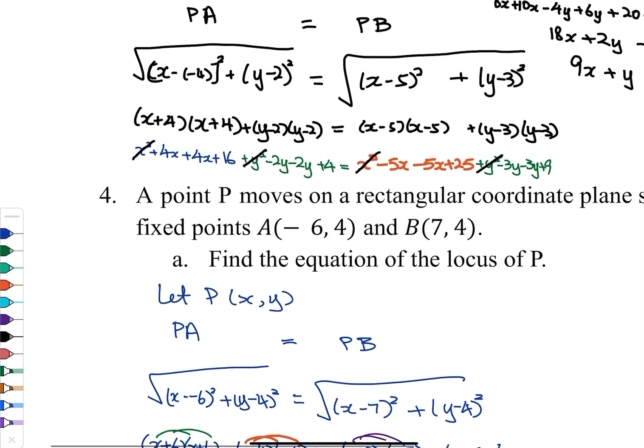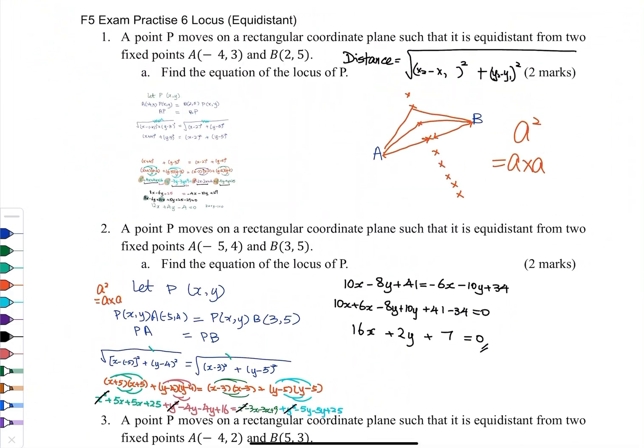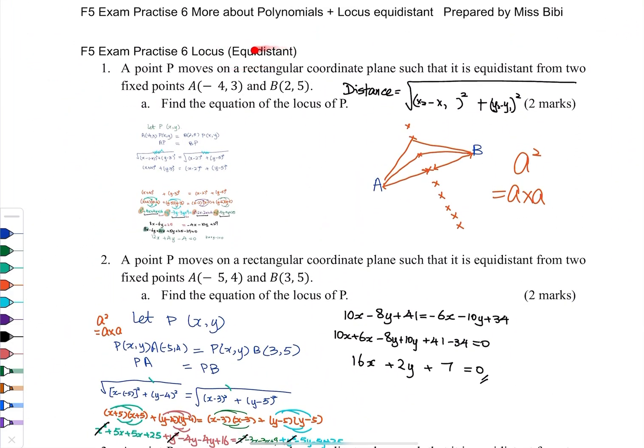Cool. That's it for this whole coordinates, the equidistant part. This is 2 marks, so hopefully you get these 2 marks. It's not too hard to get.